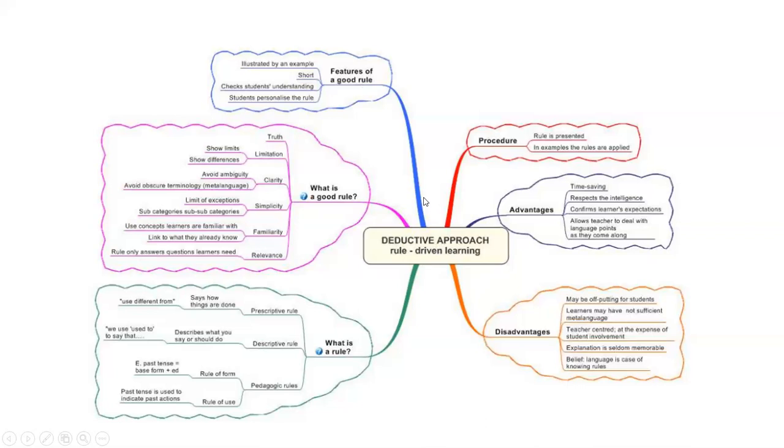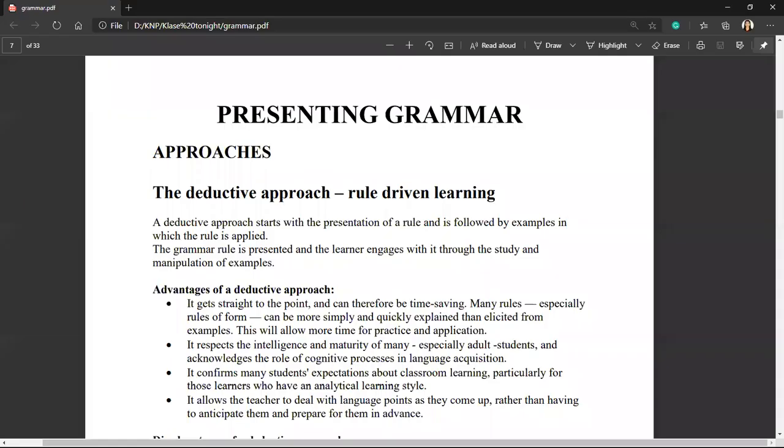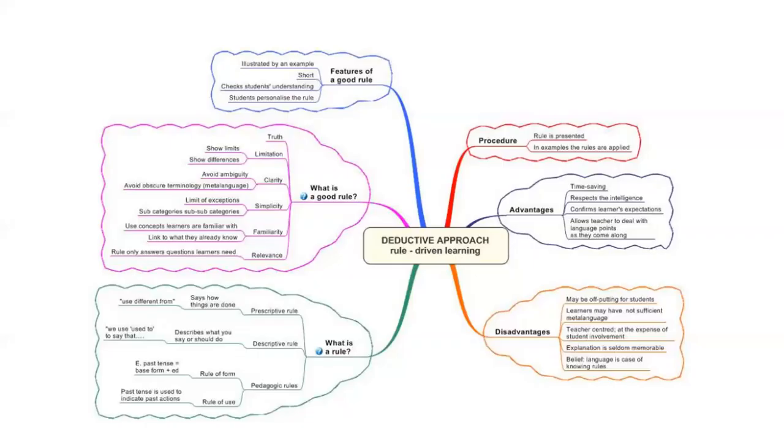The deductive is there is a rule that is being presented by the teacher, and in the examples the rules are applied, and kinsa mag-apply ana sa mga example ang mga students. So basically from general to specific ang deductive. Okay, so a deductive approach starts with the presentation of a rule. Just like what I am doing right now, nag-present ko kung unsa ang rule, and this is a deductive approach and is followed by examples in which the rule is applied.